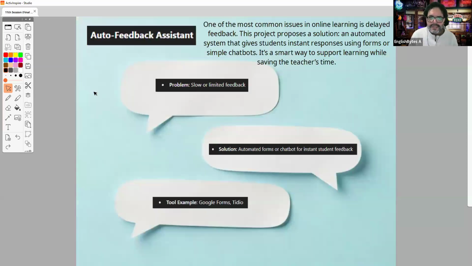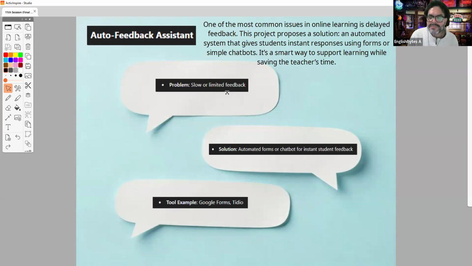Second idea is an auto feedback assistant. Okay, so what's the problem? Slow or limited feedback. And as we saw in one of the classes, feedback is extremely important for our students because it's not just teaching classes to our students. We also need to show them what they're doing wrong, what they're doing correctly, what they can improve at. So feedback is extremely important.